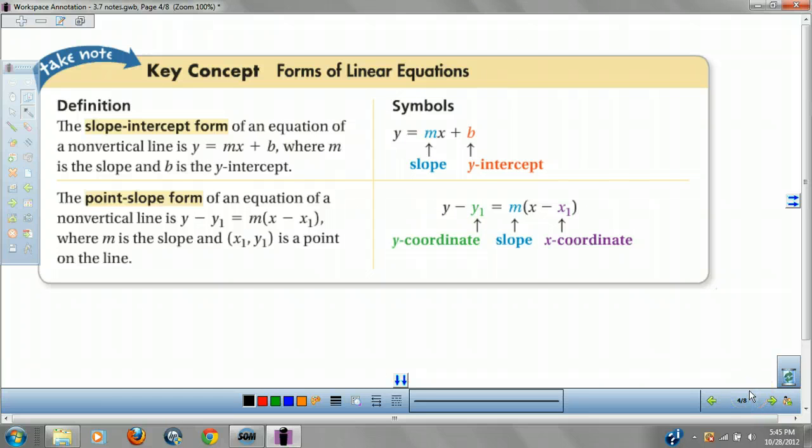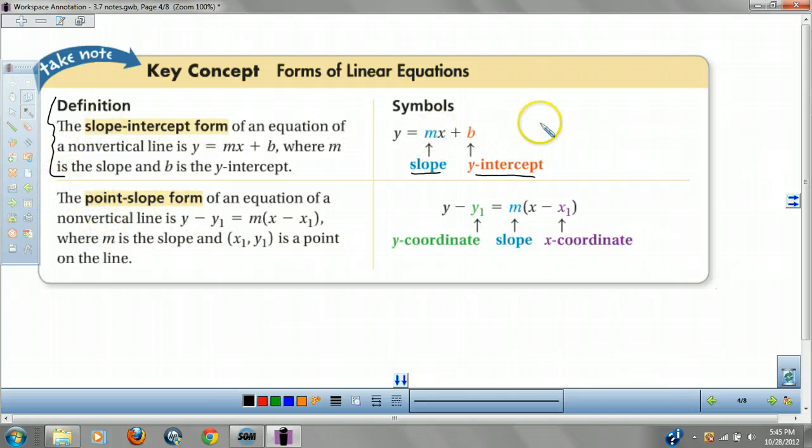Let's talk about the forms of linear equations. You have two big ones. You've learned these before. You have your slope-intercept. The reason why it's called slope-intercept is you need a slope and a y-intercept. M is your slope. Y equals your slope times x plus whatever your y-intercept is. That's all there is to it.